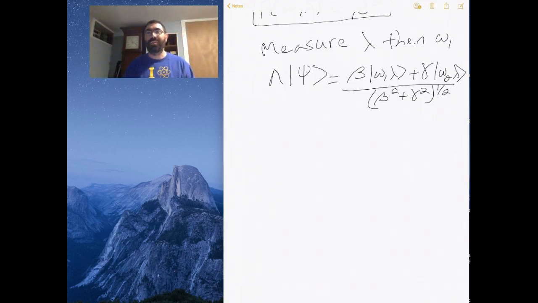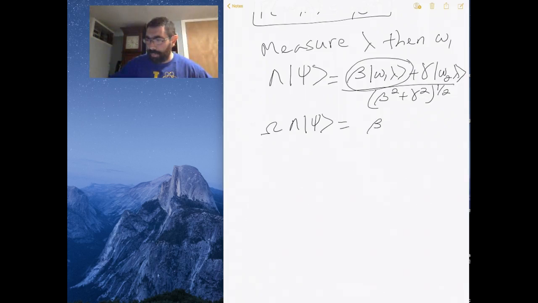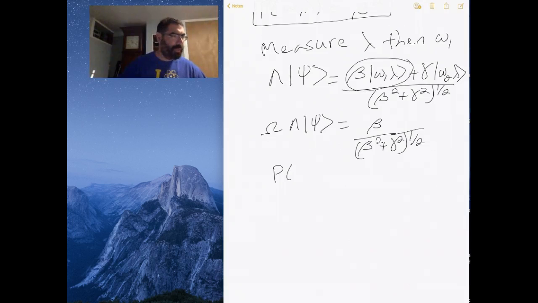Okay, so now what we want to do is select omega 1. So now if we operate with omega 1 on our measured state of lambda times psi, we're just going to select this first term. The other term, omega 1 and omega 2 are orthonormal. So in the end what we would get is beta times beta squared plus gamma squared to the 1/2 power.